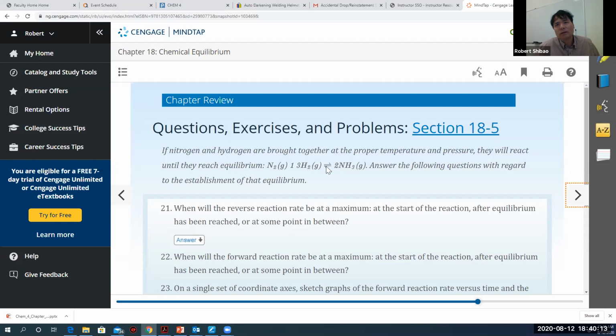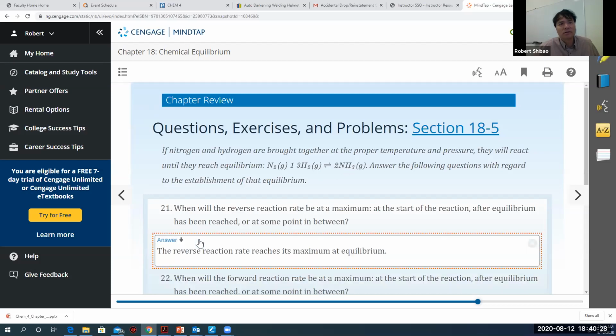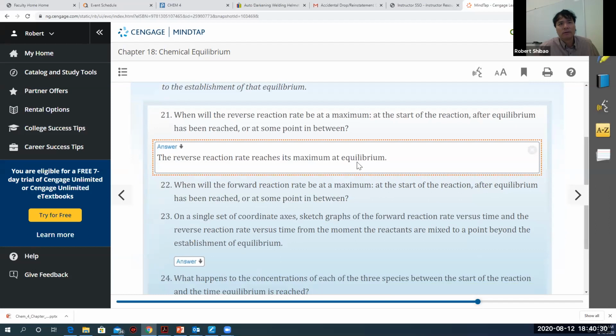And so when that reverse reaction is equal to the forward reaction, then there's no more net change. And what that means is that you can't get any more ammonia. That's the max. And so that'll be the max reverse rate at equilibrium.